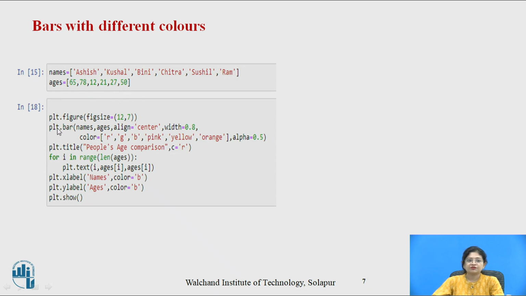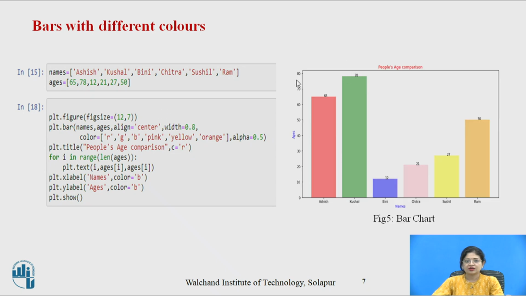Then I will give plt.figure with figsize equal to 12, 7. Figure is nothing but the size of the grid. Look here, the size of the grid is 12 by 7, so 12 horizontally and 7 vertically. Now the next is plt.bar. Here it indicates align equal to center. So what is this align? Align equal to center means the ages value, or this x axis value, is aligned to the center.